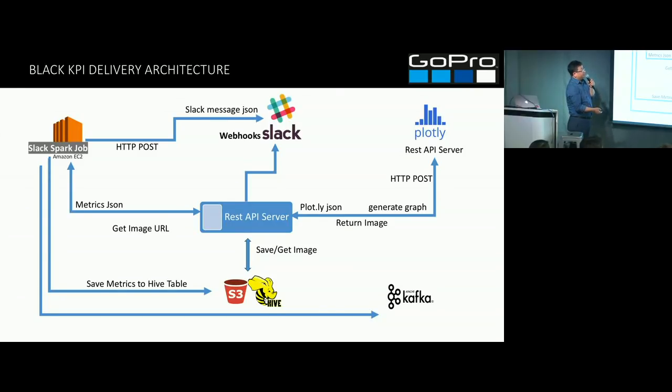But the graph part is a little tricky. We send the data as JSON configuration files to our REST API servers, which Hal showed earlier. There we use Plotly to generate the graph, and the graph comes back and is saved to S3. Then when we display the graph in Slack, it's actually pulled from the REST API server, which loaded it from S3. So that's the overall flow.